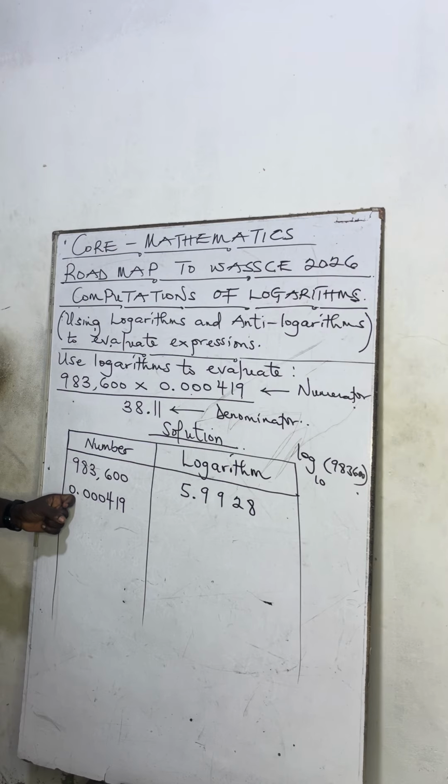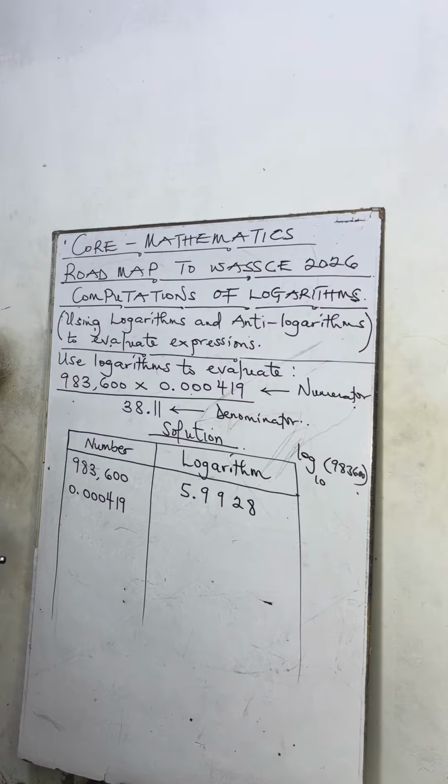It contains what? A decimal point. Check the first one. There is no decimal point here. But this one contains what? A decimal point. So if it contains a decimal point, we need to change it to what? To standard form. We need to change 0.000419 to standard form.